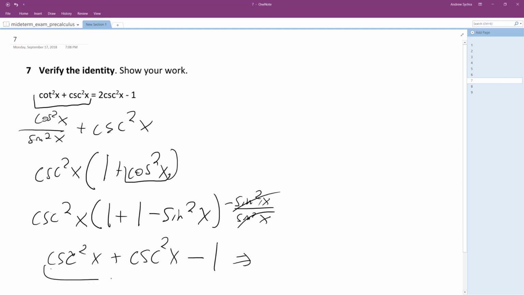And so we combine these two, and what we're left with is 2 cosecant squared x minus 1.